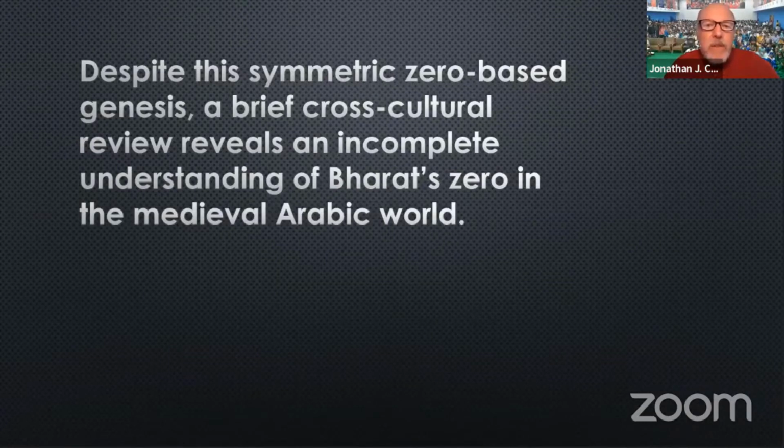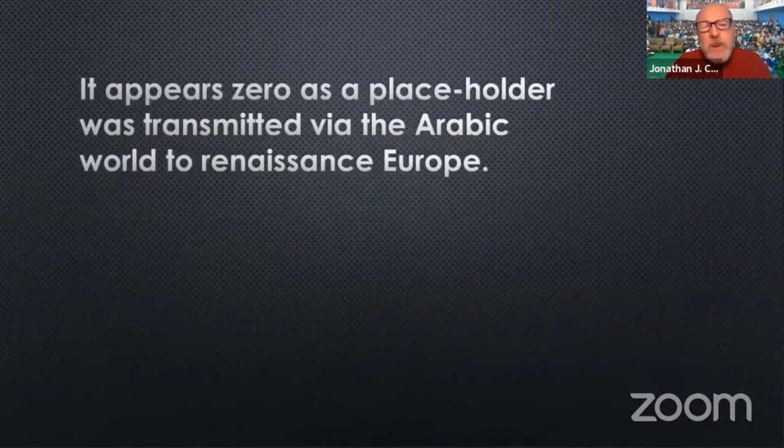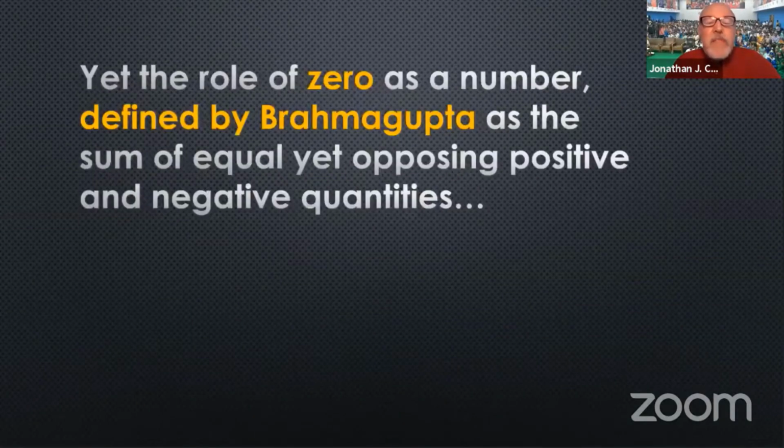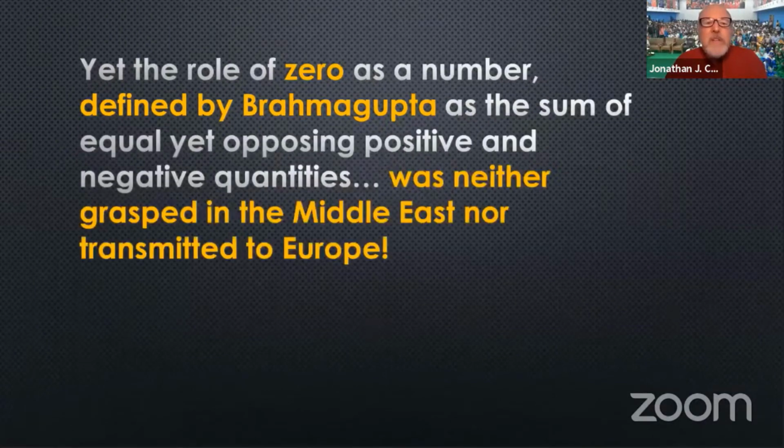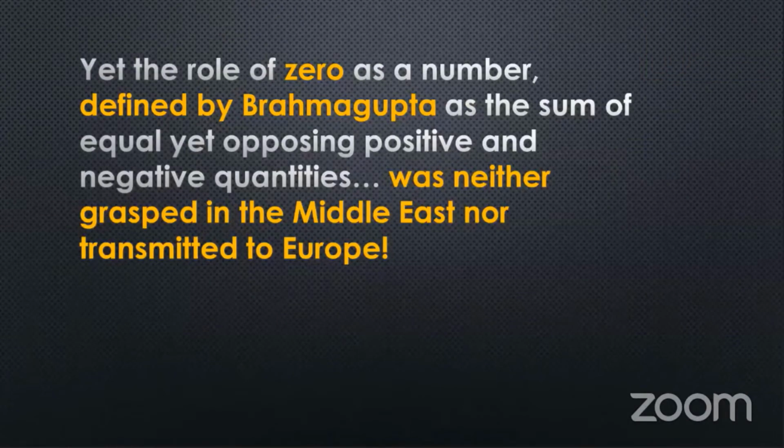So despite this symmetric zero-based genesis, a brief cross-cultural review reveals an incomplete understanding of Bharat's zero in the medieval Arabic world. It appears that zero as a placeholder was transmitted via the Arabic world to Renaissance Europe, yet the role of zero as a number defined by Brahmagupta as the sum of equal yet opposing positive and negative quantities was neither grasped in the Middle East nor transmitted to Europe.